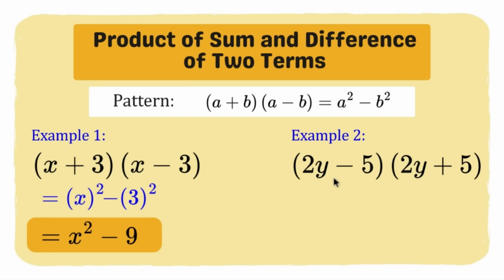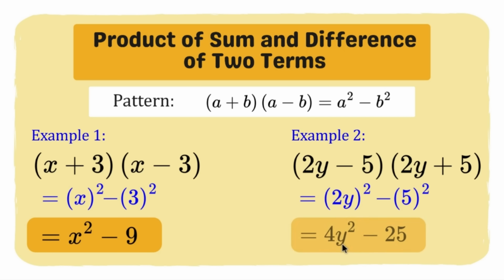Another example, we have here 2y minus 5 times 2y plus 5. So take note, parehas lang po ang mga first terms and then second terms except for the operations. Alright, minus plus. So ang gagawin lang natin dito, i-square lang natin yung mga first terms. So we have 2y raised to 2. And then yung ating mga second terms, i-square din po natin. I-raise to 2 natin siya. And then operation is subtraction. So 2y raised to 2 is 4y squared and 5 raised to 2 is 25. We just subtract the 2. So again, ang tawag po natin sa mga sagot na ito ay difference of two squares.